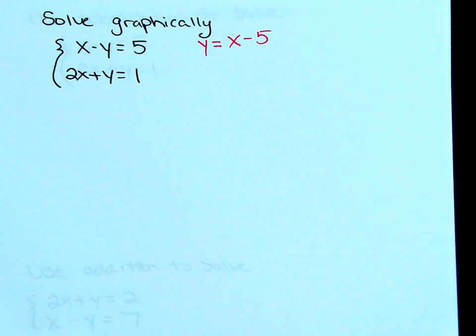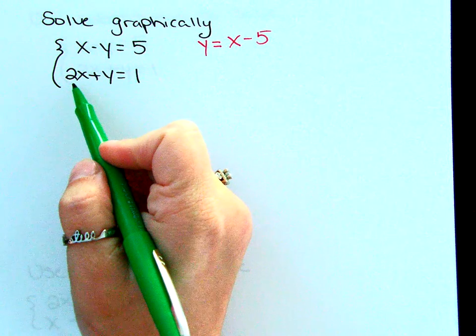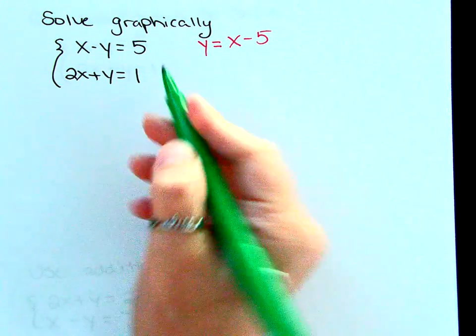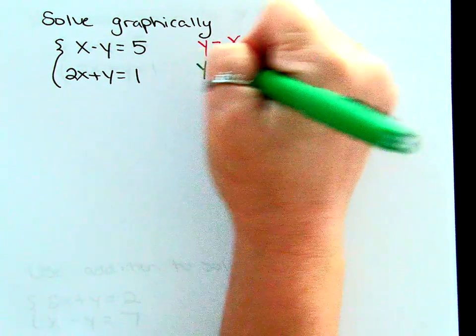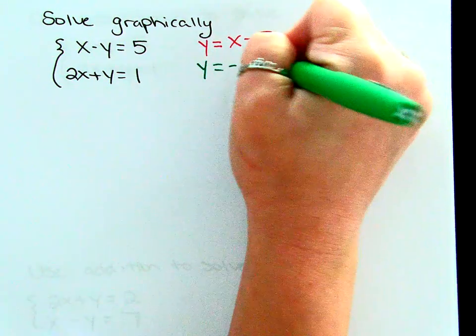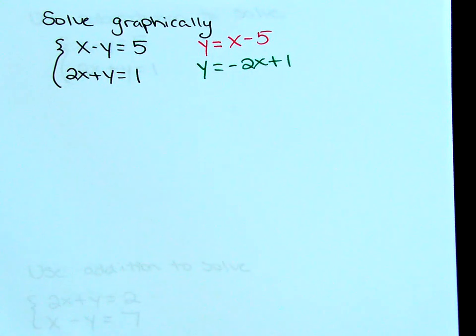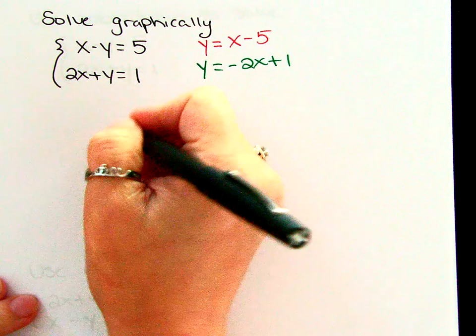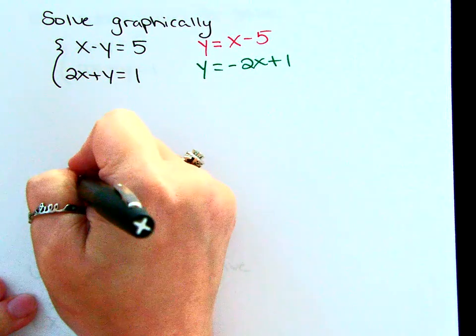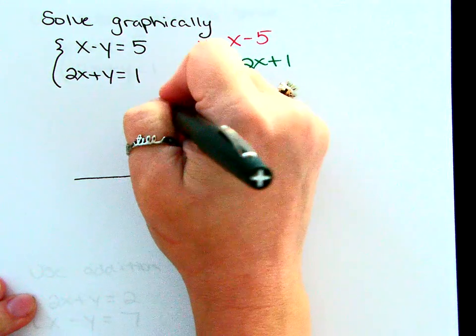The bottom equation, I just need to move my 2x over, so I'm going to subtract it. So I get y equals negative 2x plus 1. Now they're both in y equals mx plus b form. So now I'm going to graph them both on the same Cartesian coordinate system, which I'm going to hand draw, because that's what it is here.